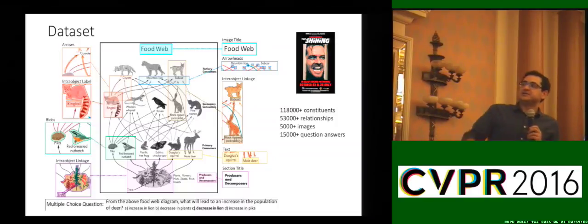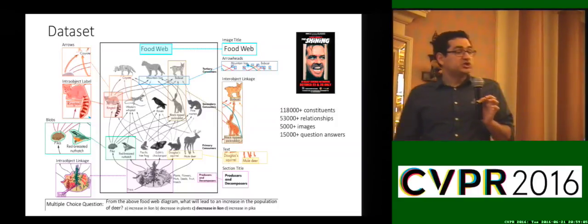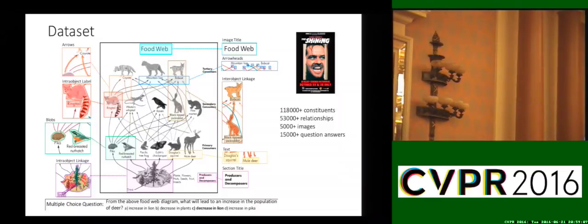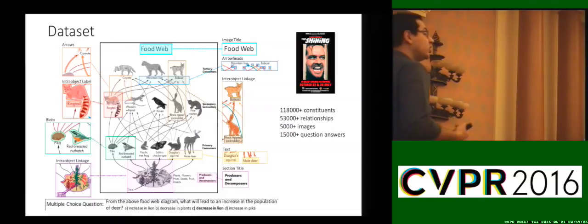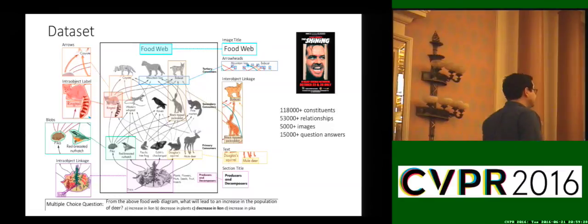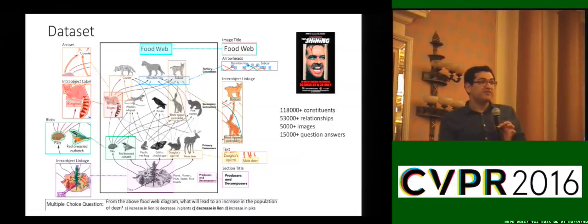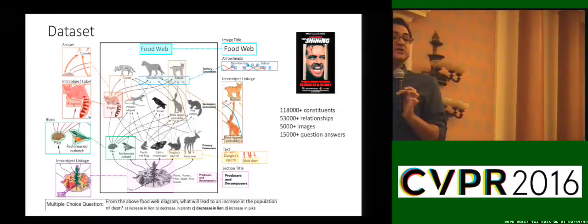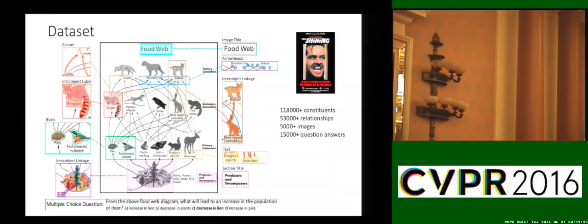It's a big data set of diagram elements, relationships, and what does what with what. It's a very rich data set, and it has very complicated questions. For example, from the above food web diagram, what will lead to an increase in the population of deers, increase in lions, decrease in plants, and all of those things. And remember, I need to know a lot about diagrams, especially if I want to deprive myself from seeing examples of these food webs in my training set, and that's what I want to go with.